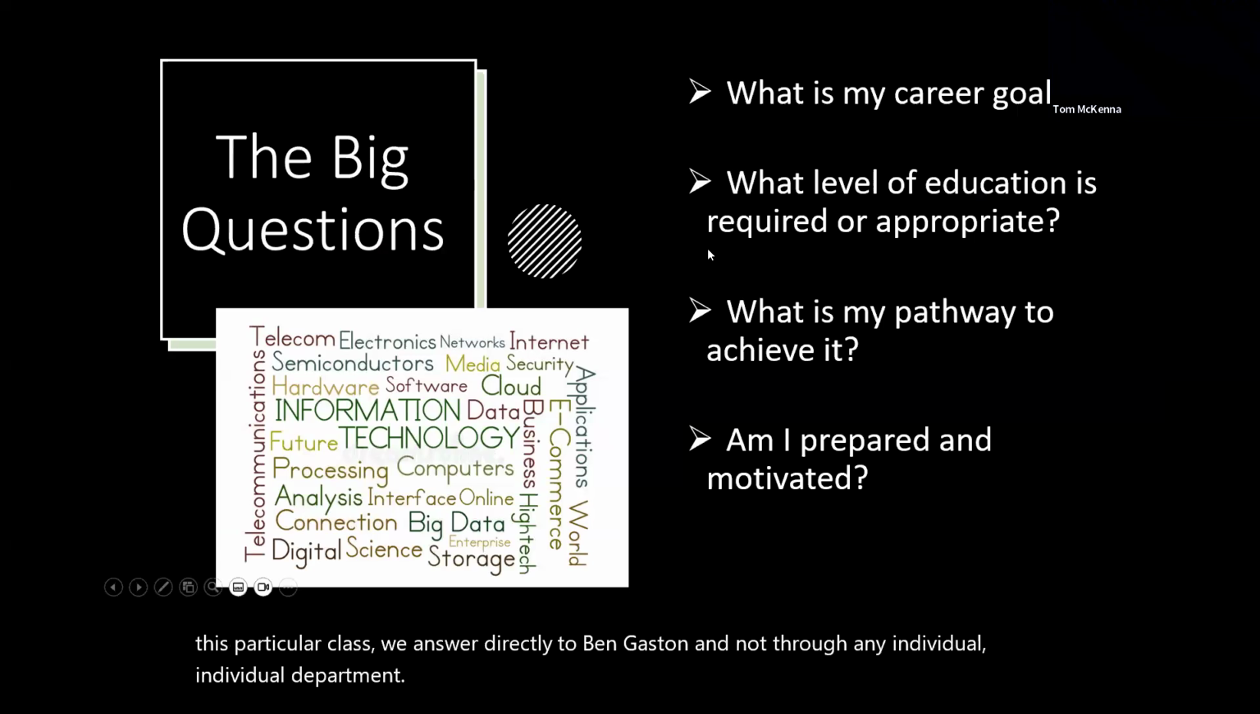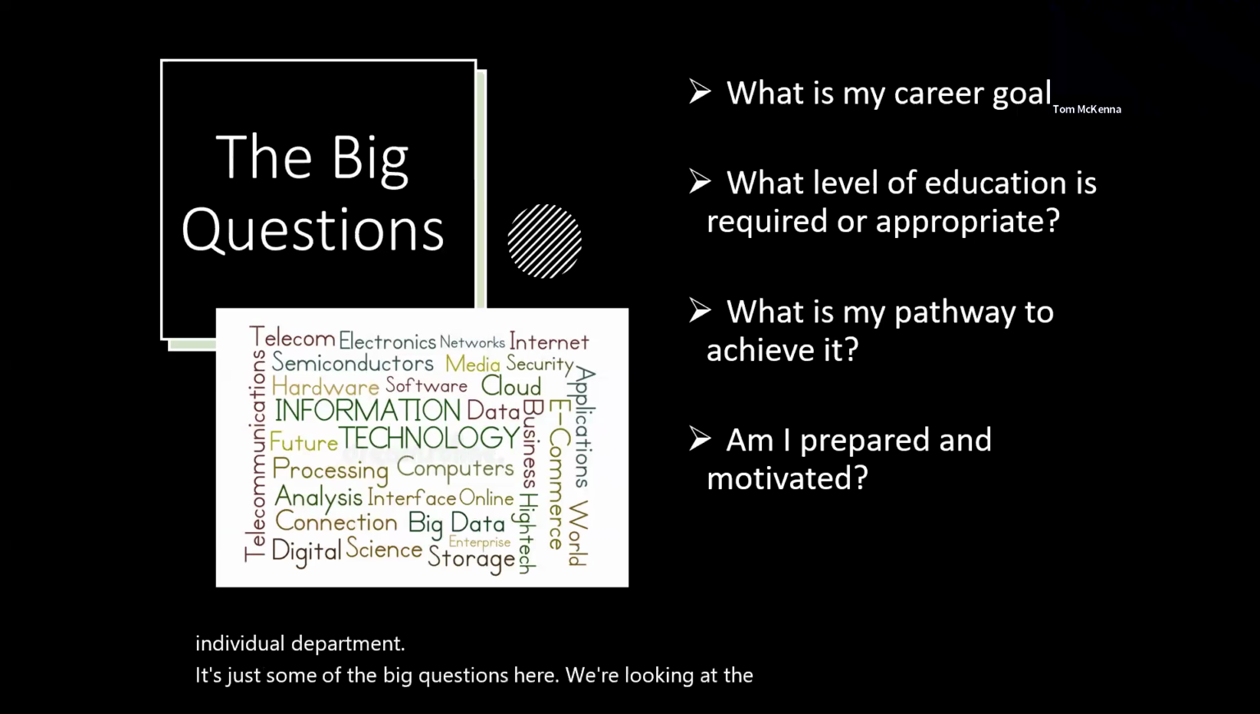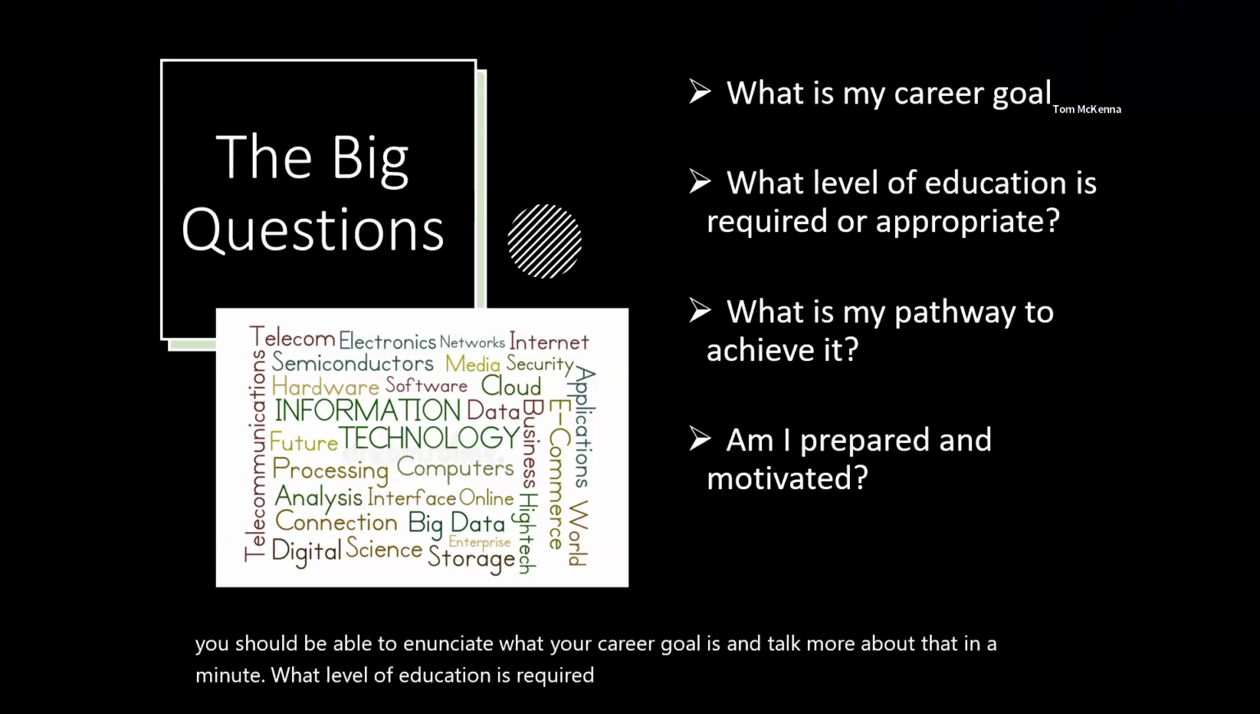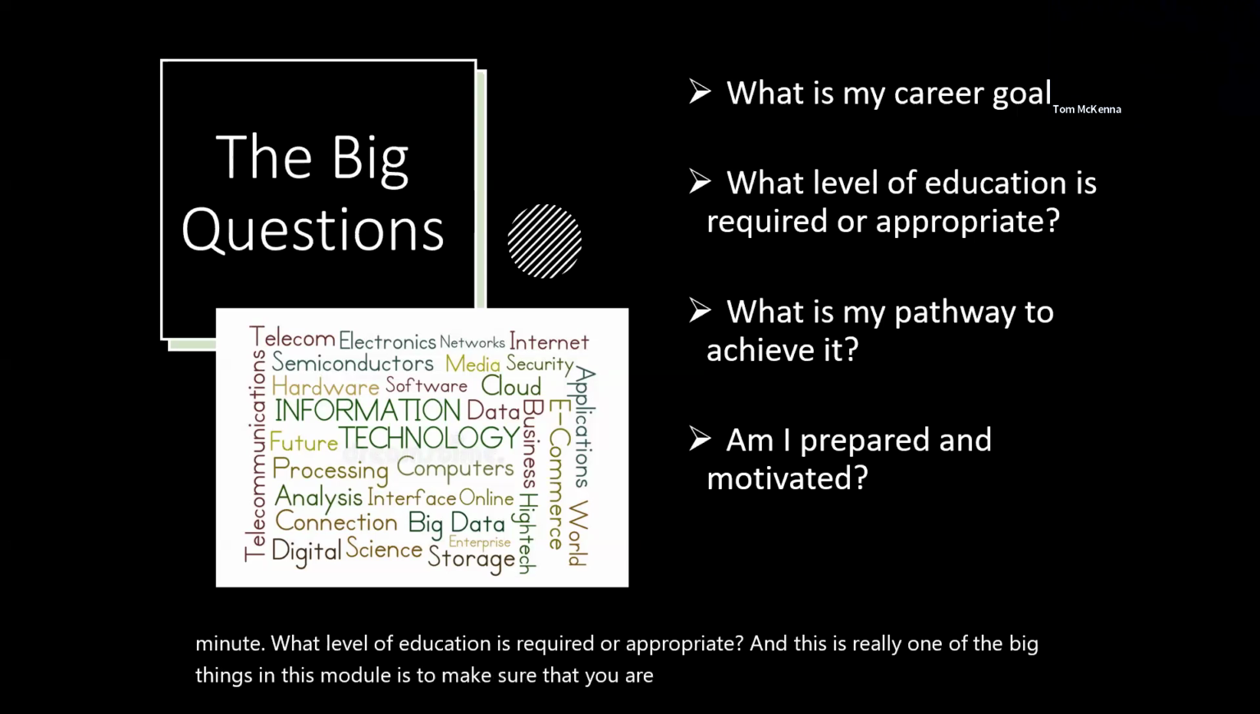Okay, so some of the big questions here, we're looking at the big picture, right? At this point, you should be able to enunciate what your career goal is, and we'll talk more about that in a minute. What level of education is required or appropriate? And this is really one of the big things in this module, to make sure that you are aiming at the right level of education for the career that you are aiming for.